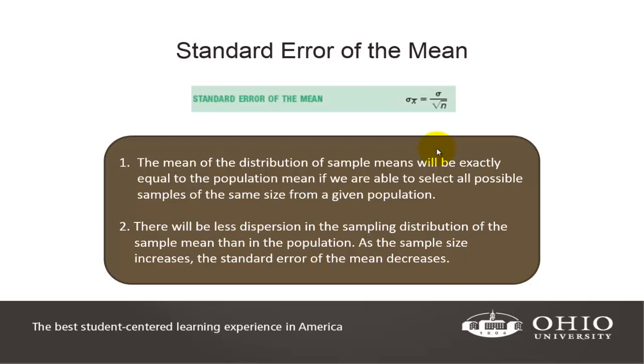The second point is that there will be less dispersion. In other words, the standard deviation will be smaller in the sampling distribution of the sample means than it is in the population. And in fact, this standard deviation gets smaller and smaller as the sample size increases. And that should be obvious from the definition up here. The population standard deviation is fixed. It's a constant. So as n gets bigger and bigger, the standard deviation of the x bar has to get smaller and smaller.